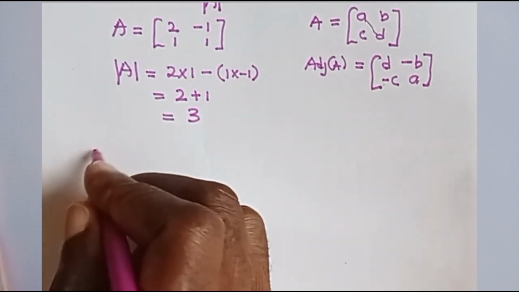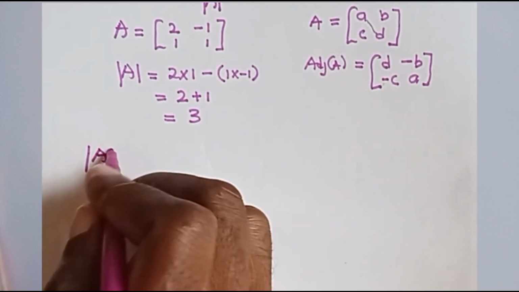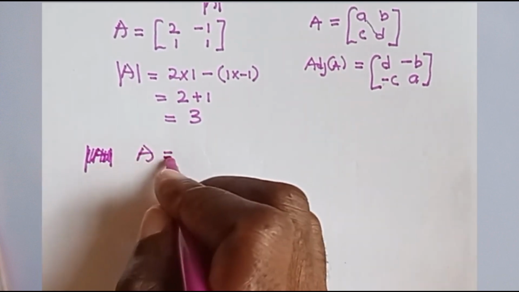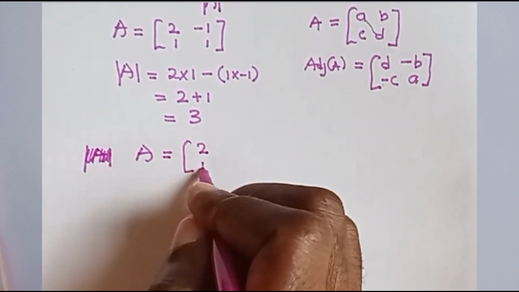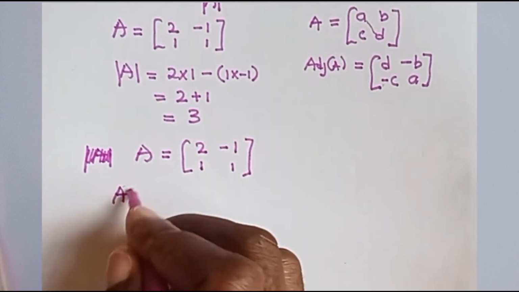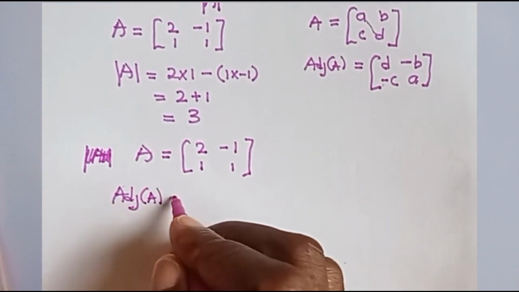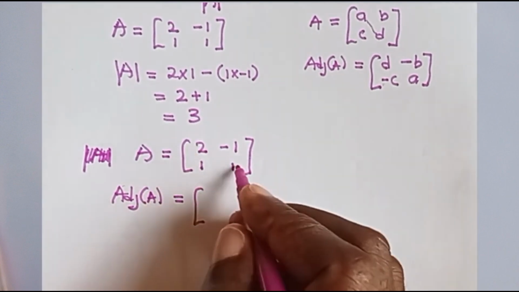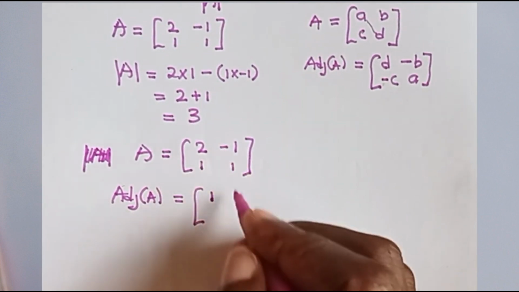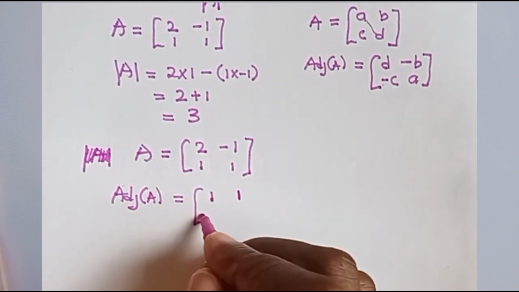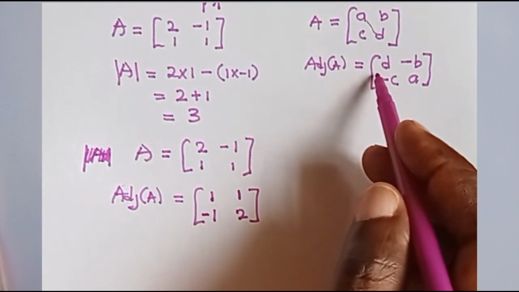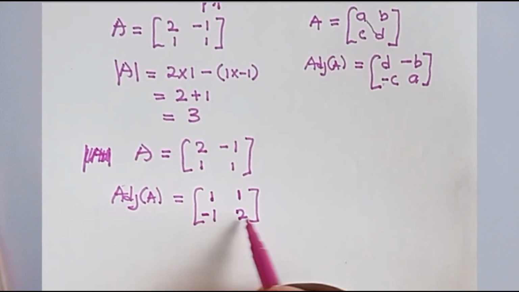Now for the matrix A, let's look at it before we use the formula. We say our A equals 2, 1, minus 1, 1. Then what will be our adjoint? The adjoint of A now will be, so this 1 will come here, 1. We have negative here multiplied by the negative, which will give us positive 1. And here we have minus 1, and then we have our 2. This is the adjoint of A.